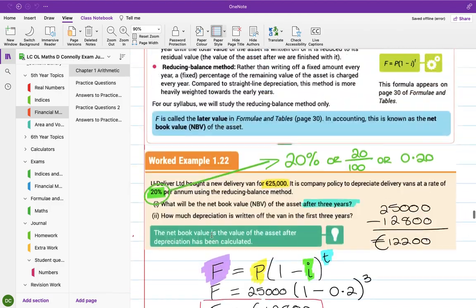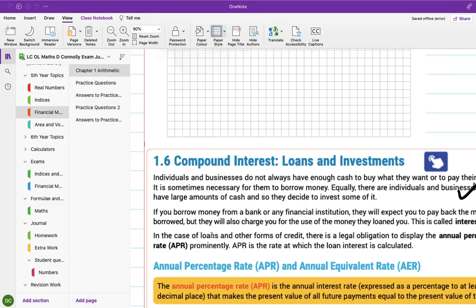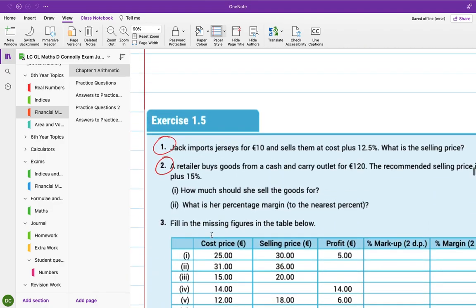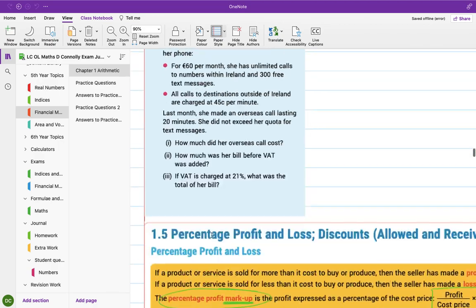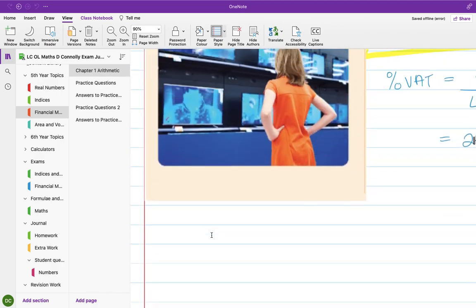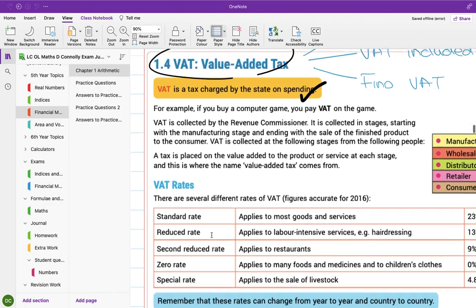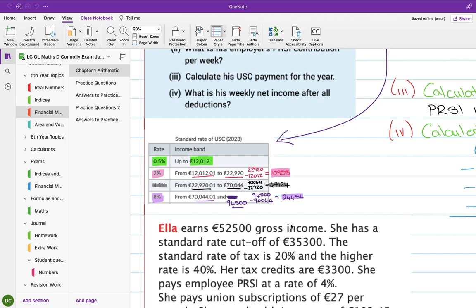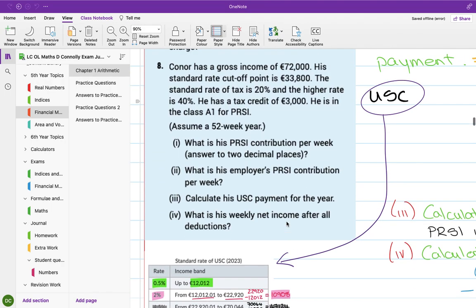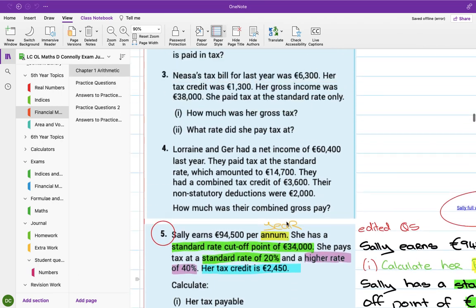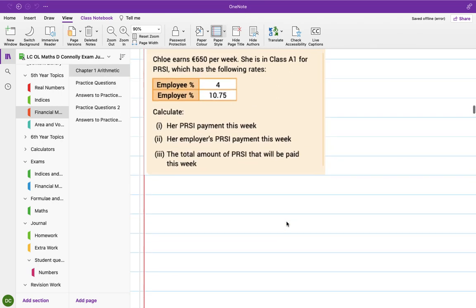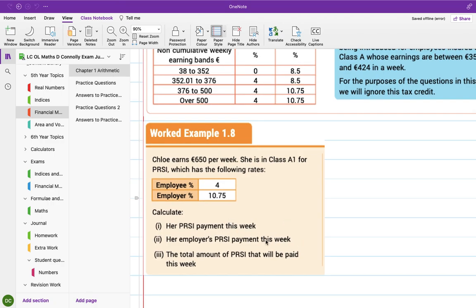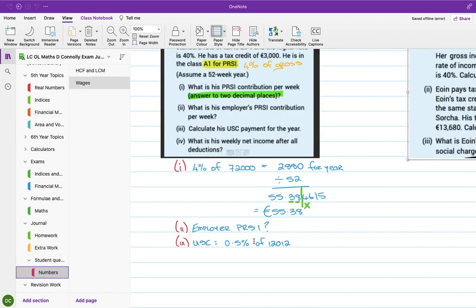So yeah, I don't know if what confused you about this is the fact that you thought you were supposed to know them, but you're not. If they ask you a question about PRSI or employer PRSI or anything like that, they have to give you, that's VAT. Oh here, there's employer PRSI. See it there? So employer PRSI is 10.75%. So we can do that one.